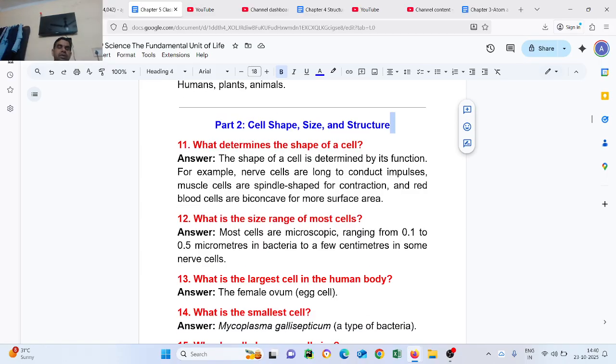cells. Question number 13. What is the largest cell in the human body? The female ovum, egg cell.